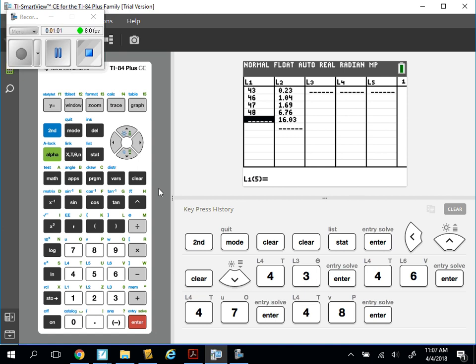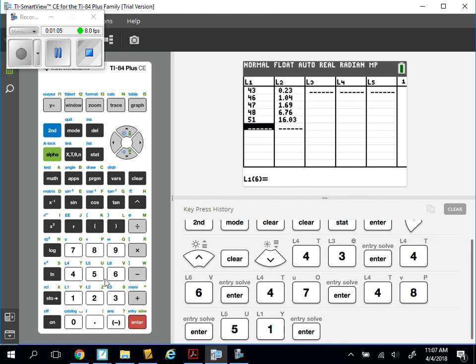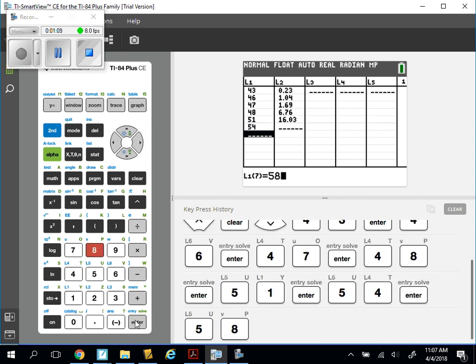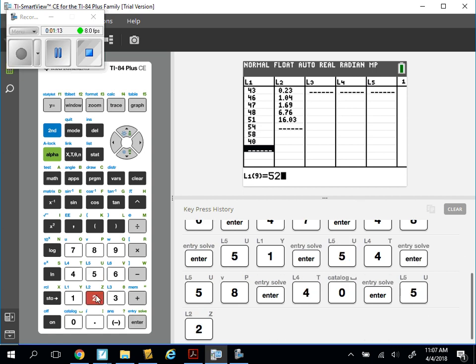You don't need to write it in numerical order. So I put in some points here. So then we have 51, and then 54, 58, 40, and then 52. Don't worry about the other lists. They will not come up when we are trying to find our one variable statistics.